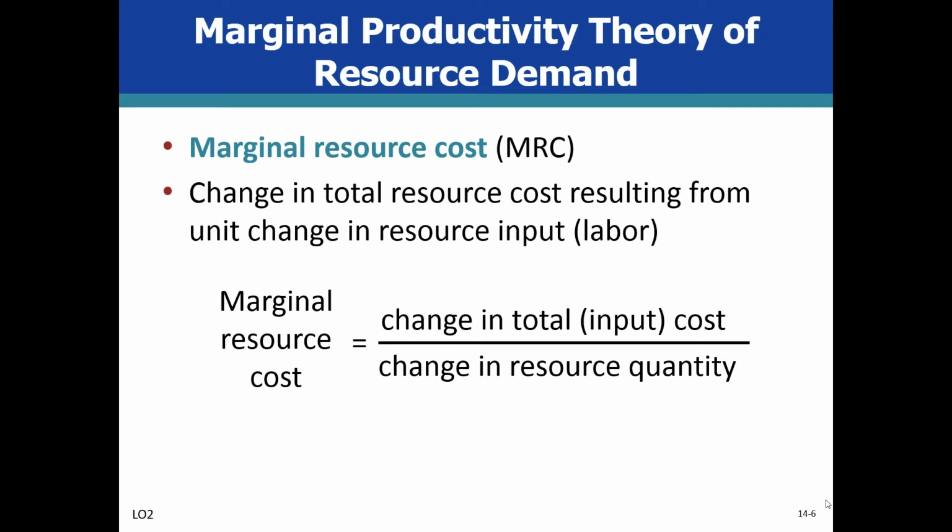Now we have to look at the other side, the marginal resource cost. When we add more labor, we also get more cost. The marginal resource cost is the change in the total resource cost resulting from a unit change in resource input. Again, in this case, labor. This will determine our wage rate. We have two things working here: marginal revenue product and marginal resource cost.